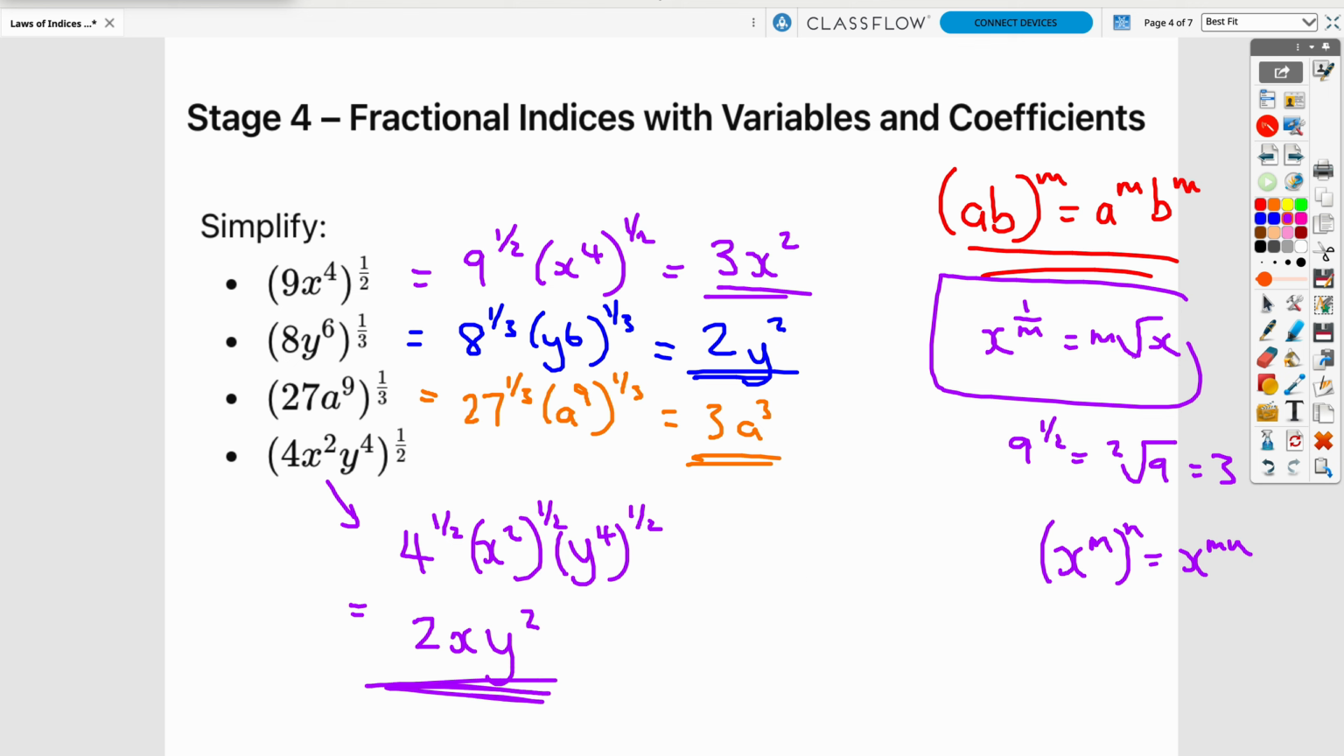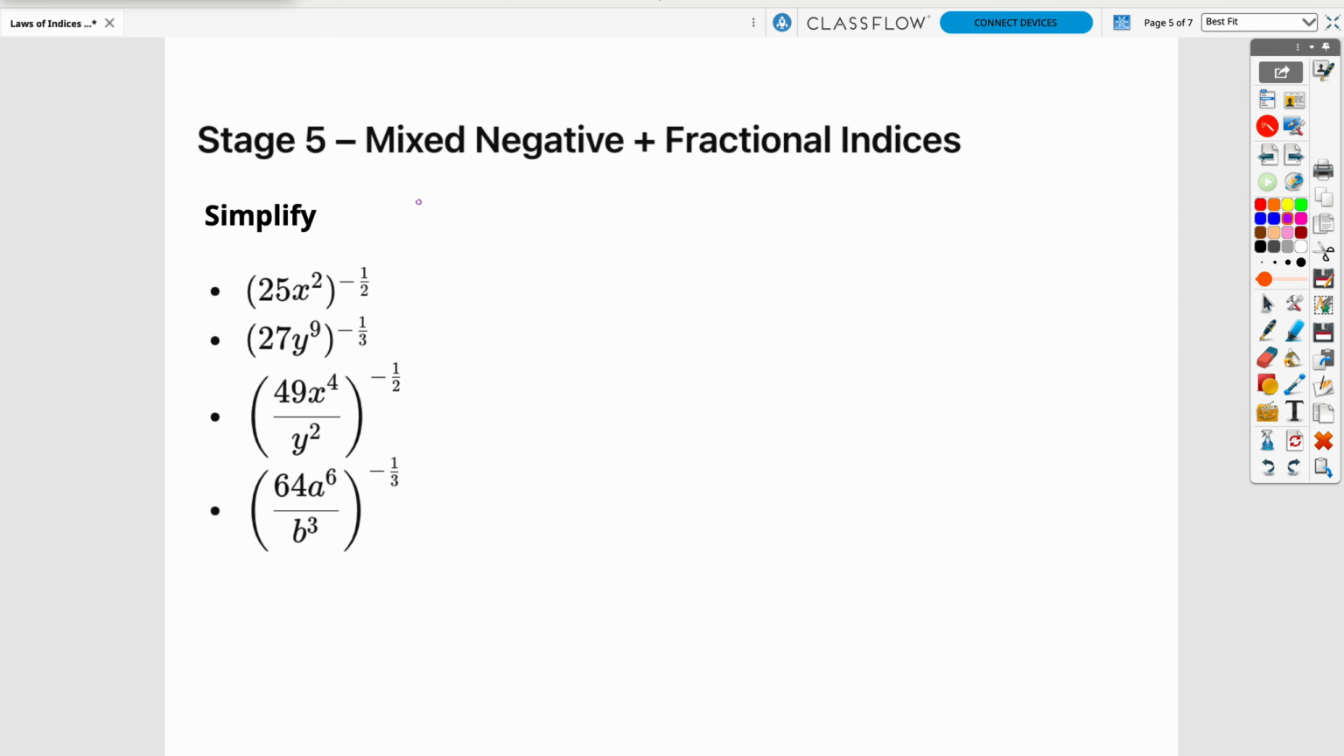Okay, all right. And on to the 5th and final stage of this Laws of Indices Masterclass. And this is very exciting stuff. So let's do the first one together, at which point you might want to pause it and have a go. Okay, now lots of these different ideas coming in at this point now. So we've got that the power negative a half is applied to this whole product. So let's do this first one together.